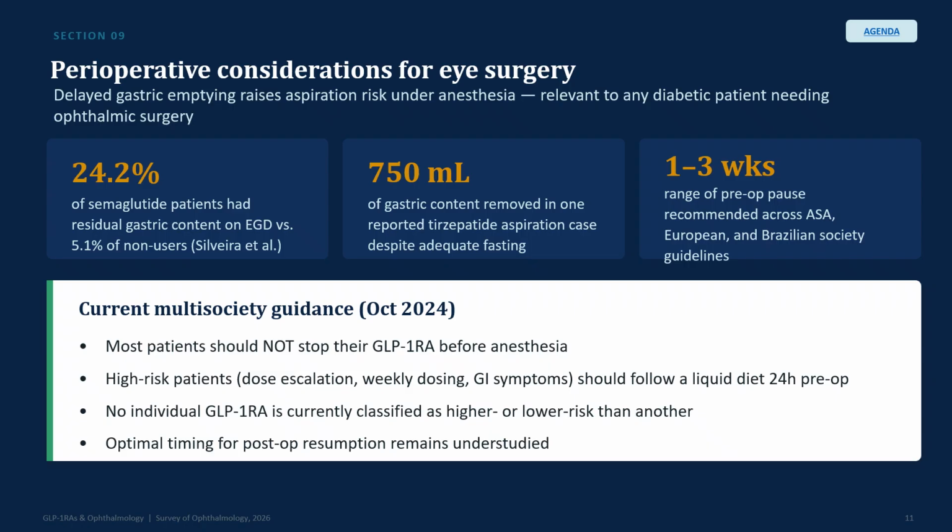Now, one more important thing is perioperative consideration when you are doing general anesthesia. Even if you are taking the patient for eye surgery, you have to remember that these patients have delayed gastric emptying, and they have a raised aspiration risk under anesthesia. So this is very important whenever a diabetic patient needs ophthalmic surgery under GA.